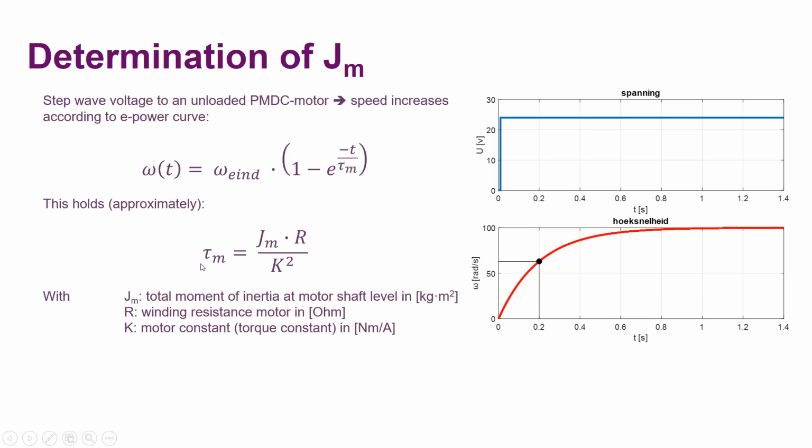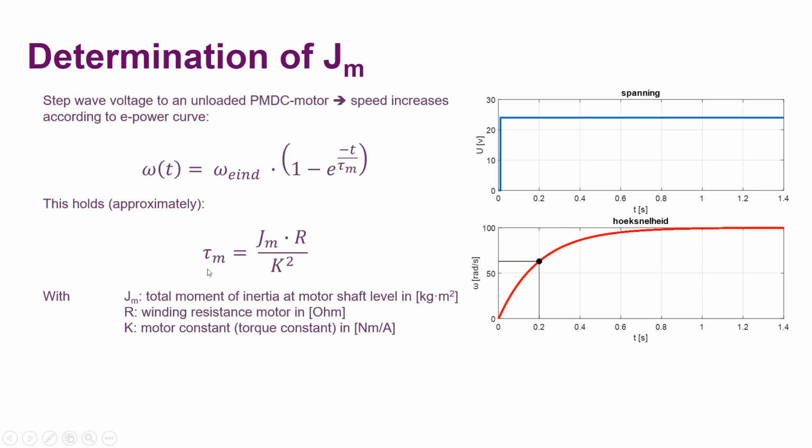Okay, so now we have the motor speed, and then we can determine the time constant of the motor. The time constant of the motor equals the motor inertia J times R, which is the motor resistance, divided by K squared, so the motor constant squared. And remember, the K and R are already known, so when we measure or can determine the tau, we can calculate the J, the inertia.